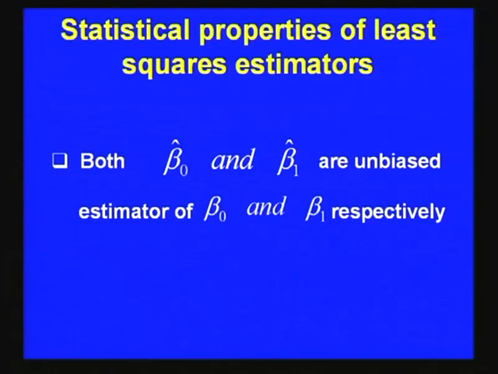Next, let's move to the statistical properties of least square estimators. We have estimated the regression coefficients beta naught and beta 1 using the least square estimator, and we are going to prove that both beta naught hat and beta 1 hat are unbiased estimators of beta naught and beta 1 respectively. Well, let me prove that.